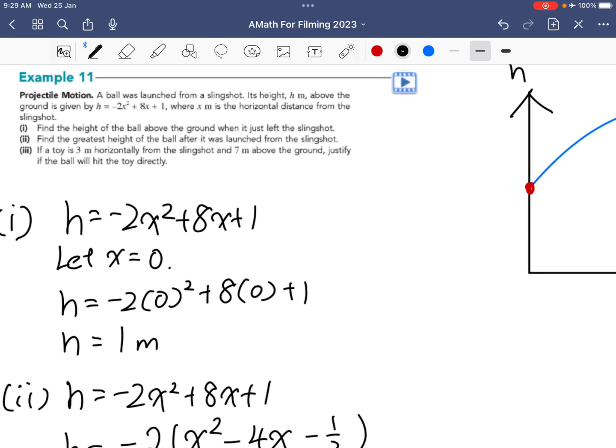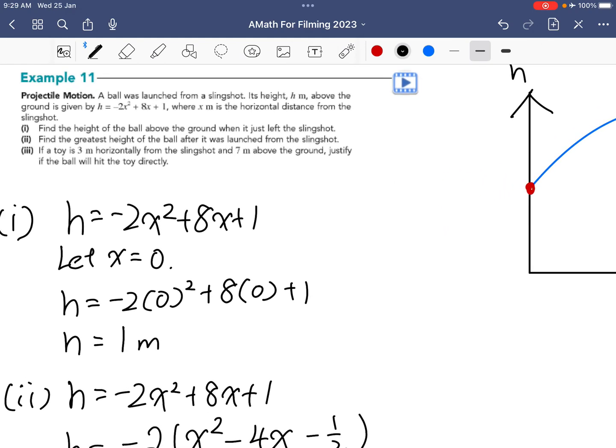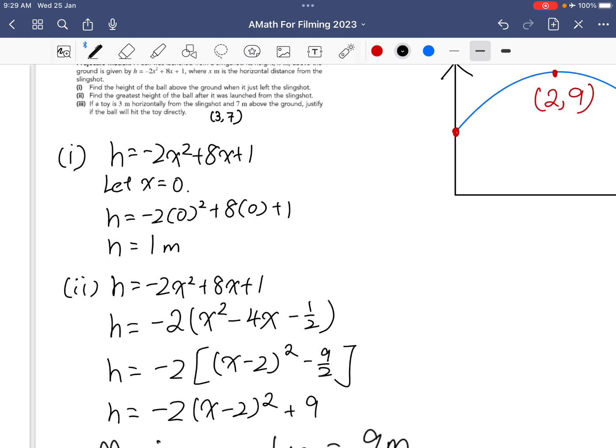Okay, part 3 is talking about if a toy is 3 meters horizontally from the slingshot and 7 meters above the ground, justify if the ball will hit the toy directly. So basically what this question is trying to say is, does the path of the ball that is launched from the slingshot pass through these coordinates in space? When x is 3, h is 7.